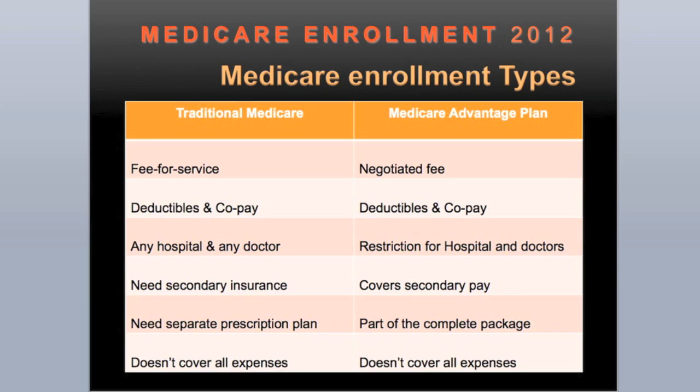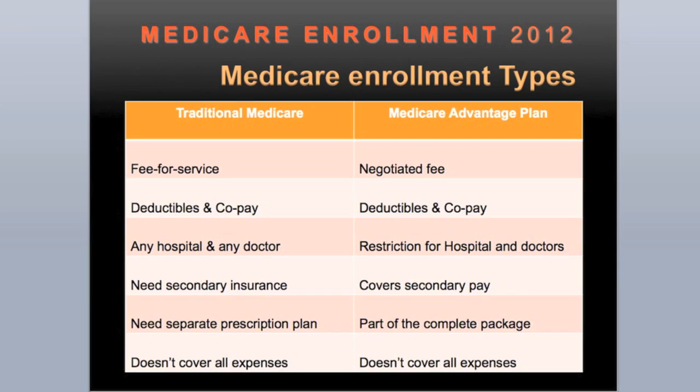Since you have to pay deductible and co-pays with traditional Medicare, you may need a secondary insurance such as AARP or any number of insurance companies which provide secondary insurance coverage for Medicare patients. Whereas with Medicare Advantage plan, you do not need a secondary coverage since the Medicare Advantage plan pays most of the charges that are incurred in a hospital or that are charged in a doctor's office.